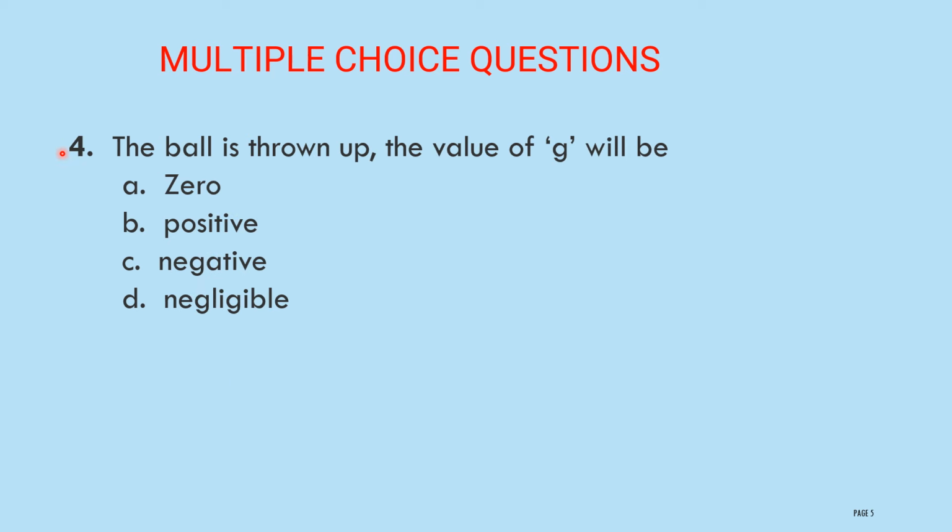Next question, question number 4. The ball is thrown up. The value of g will be: option A, 0; option B, positive; option C, negative; option D, negligible. When you throw a ball, or any object, against gravity, the value will be negative.